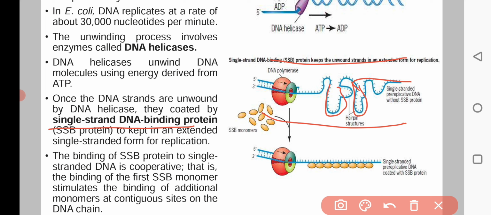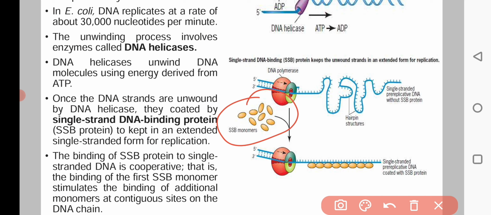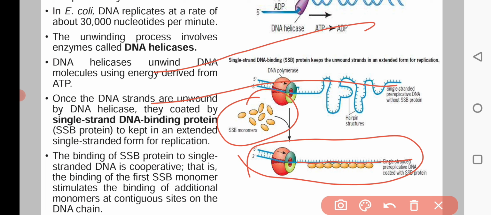So this should not happen. For that, these SSB proteins, or single stranded binding proteins, come and bind on the separated strand. Here in this image only one strand has been shown, but there are two strands separated, and on each strand single stranded binding proteins come and join so that they can remain in the single stranded form.